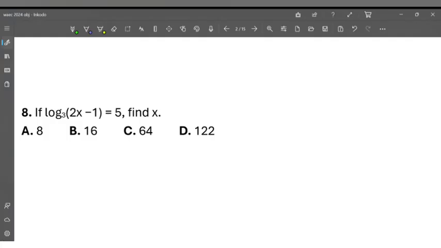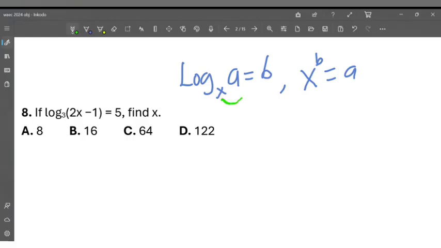Welcome to question number 8. All right. Question number 8 says, if log to the base 3 of 2x minus 1 is equal to 5, find x. Now this is very simple. Remember that one of the laws of logarithm says if you have log to the base x of a equals b, then it simply means that x raised to the power b is equal to a. Just take it as the base pushing this answer upwards. So the base comes here as a full number. It will be equal to a. It's a standard rule in logarithm.